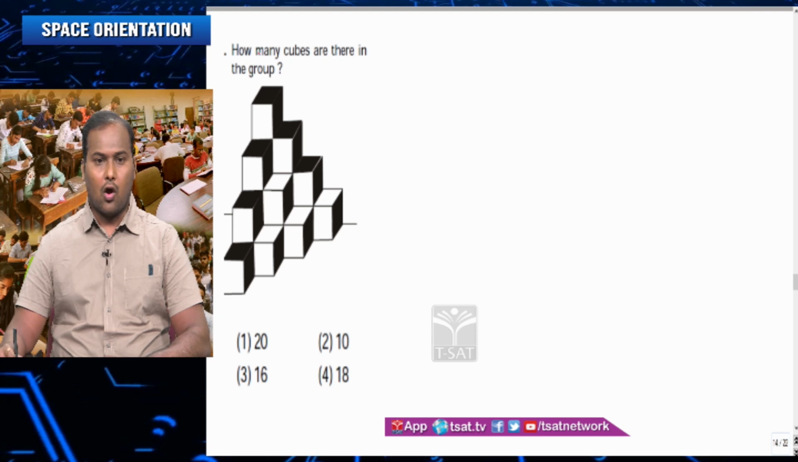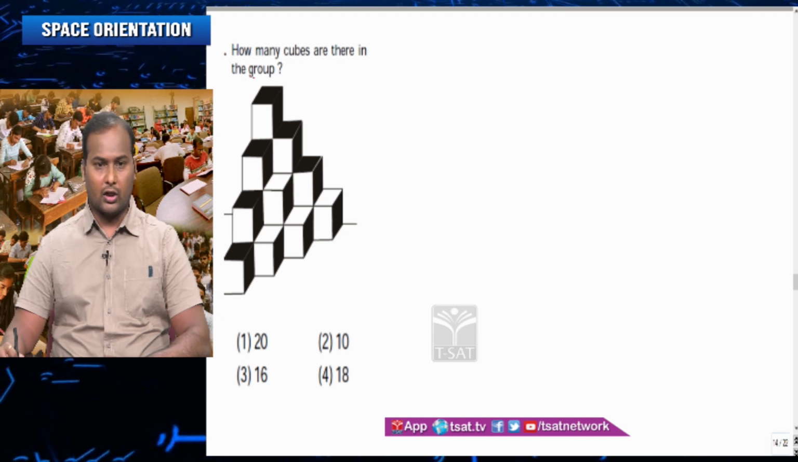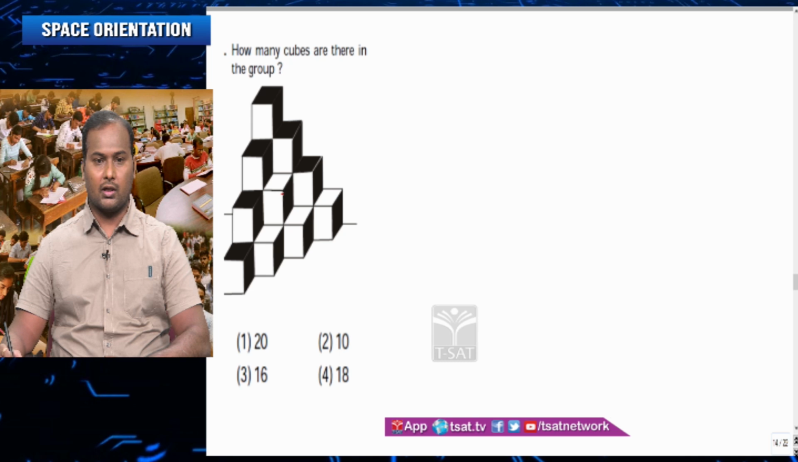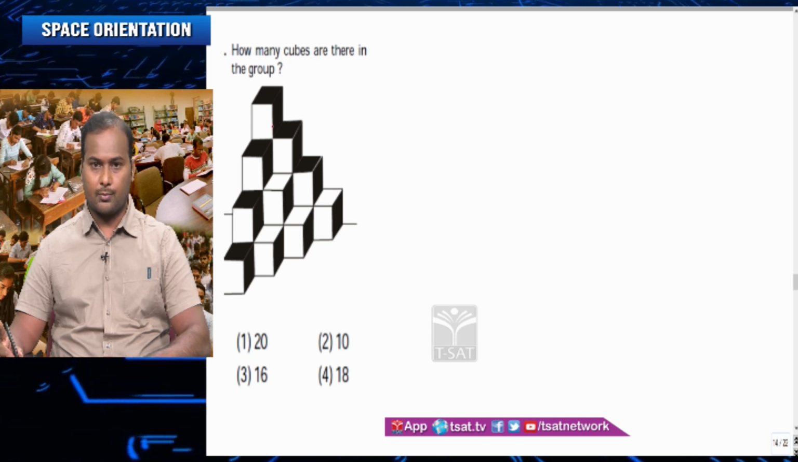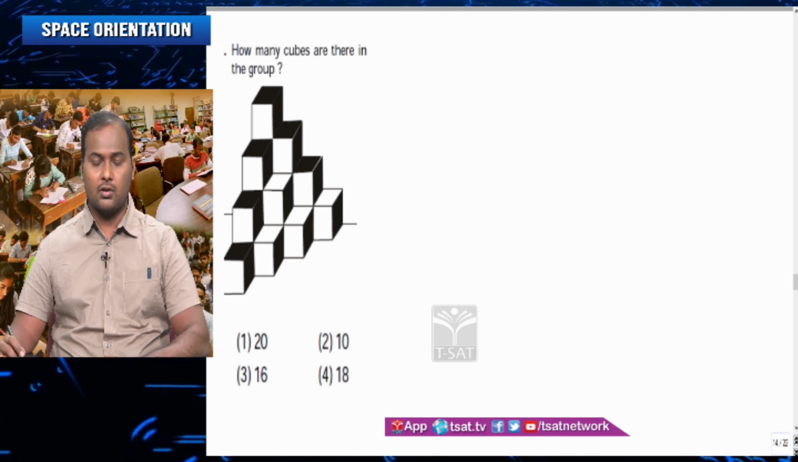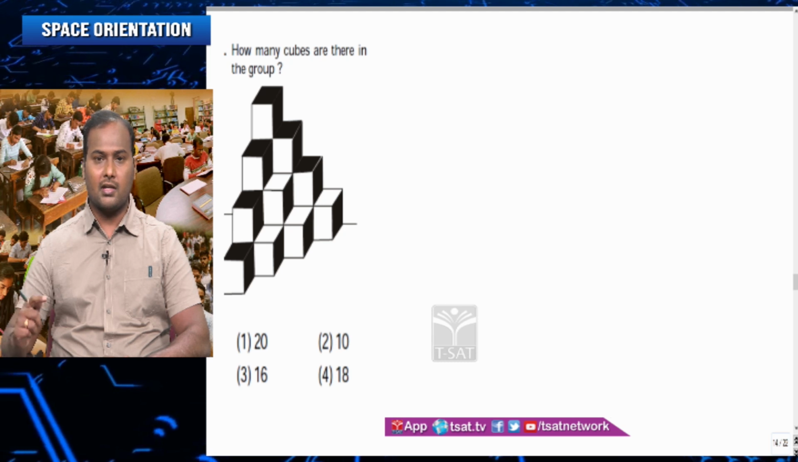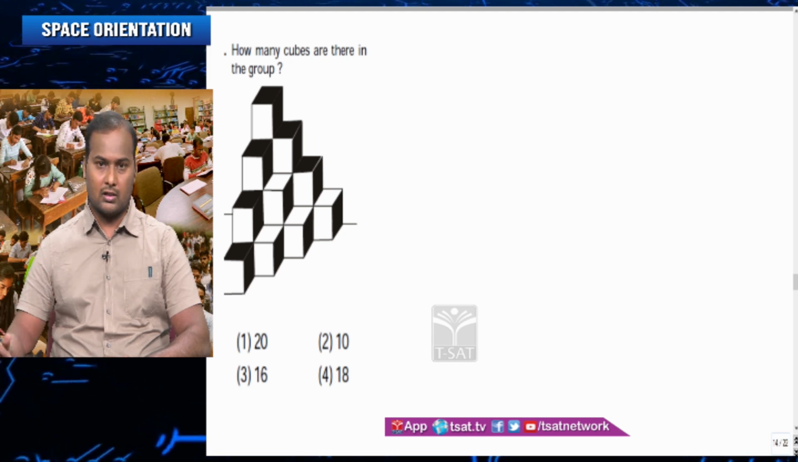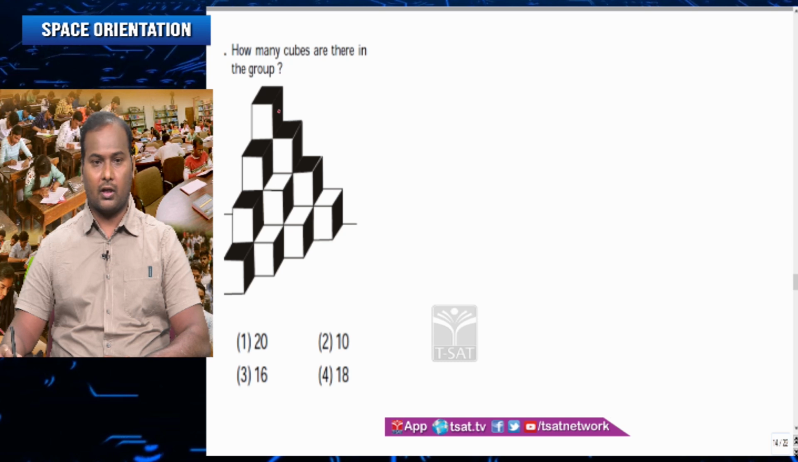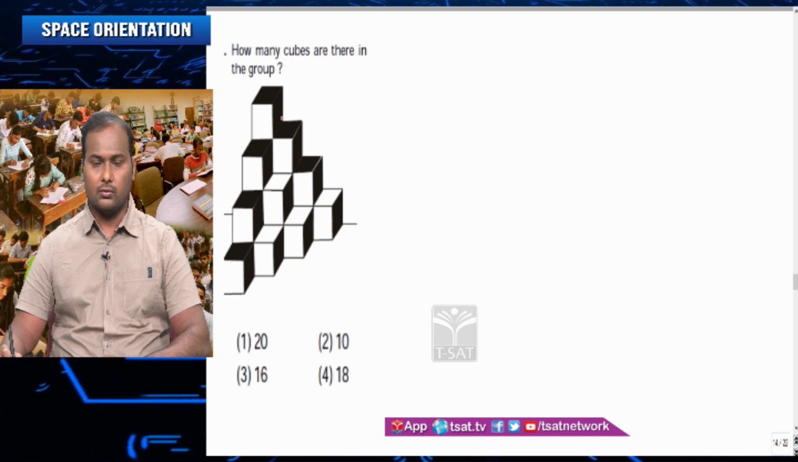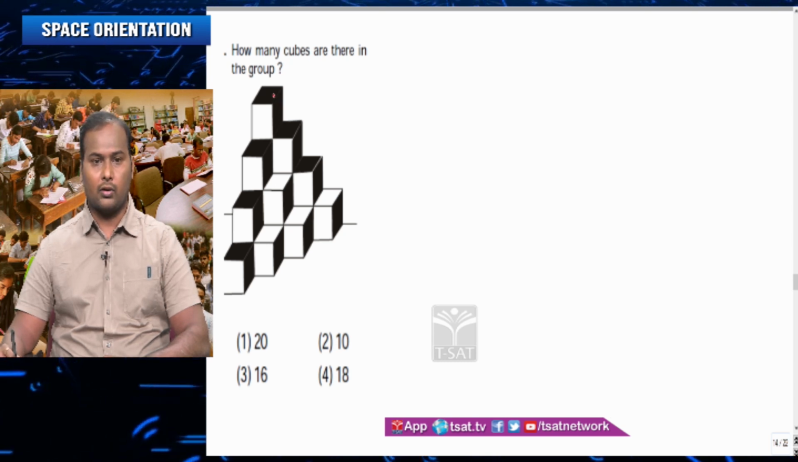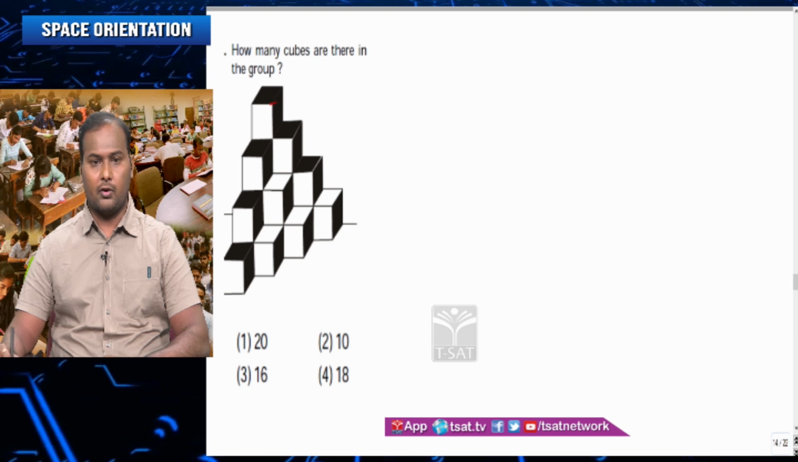In this question, how many cubes are there in the group? So you need to count. Here also all the cubes are not visible for you. Some cubes are not visible, but we need to imagine the cubes that are not visible also. See here, we try to count from top to bottom or bottom to top. So for ease, I am counting from top to bottom. On top, how many cubes here?